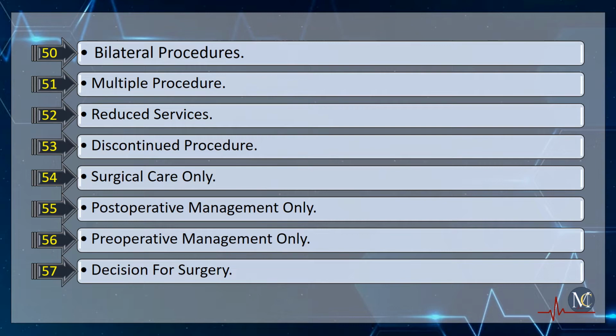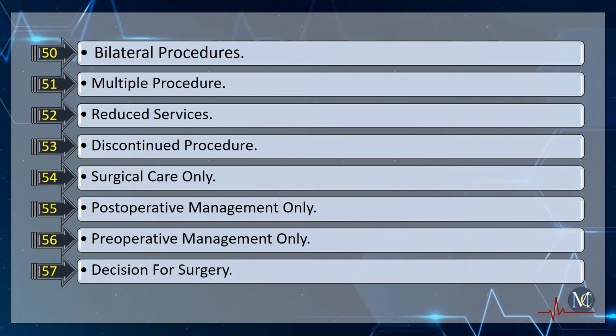CPT modifier 51, also known as multiple procedures, is used to indicate that multiple procedures were performed during the same surgical session or on the same day and by the same provider. Modifier 52 is used in the CPT coding system to denote a reduced service. It indicates that a service or procedure was partially reduced or discontinued.